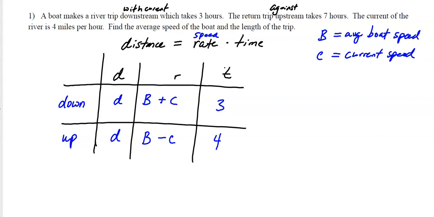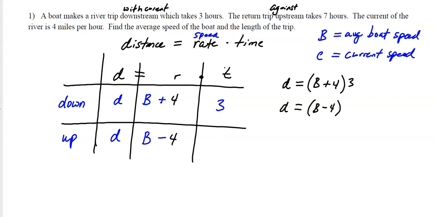So what we can do is in our table, we can actually plug in, we know the current. The current was 4. So I'm going to put a 4 in here, and a 4 in there. So now we have our current. So we basically have an equation. We have D equals rate times time. So if I set this up, I have the distance equals B plus 4. That's my rate, times time. And then the other equation, equation number 2, I have the same distance, is B minus 4 times, I don't know why I put a 4 down here. That's a 7. It wasn't 7 hours total. It was 7 hours to come back upstream. So times 7.